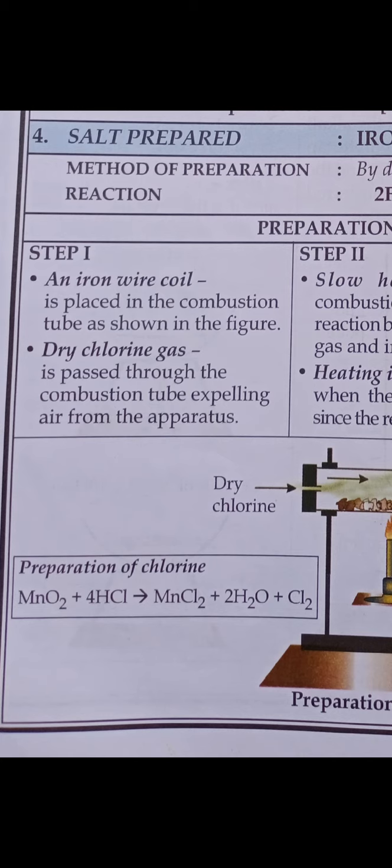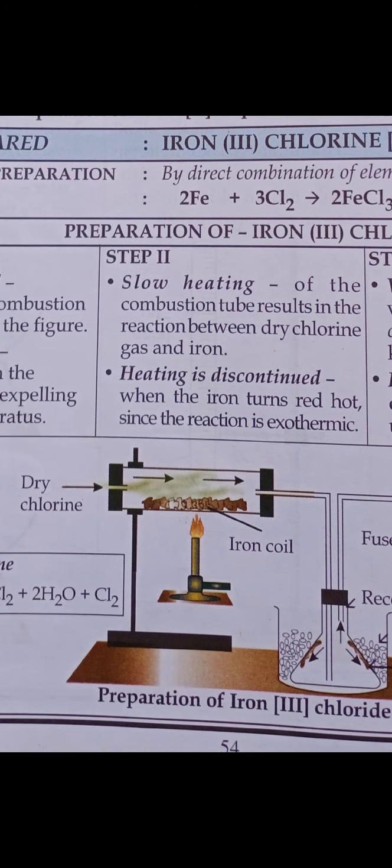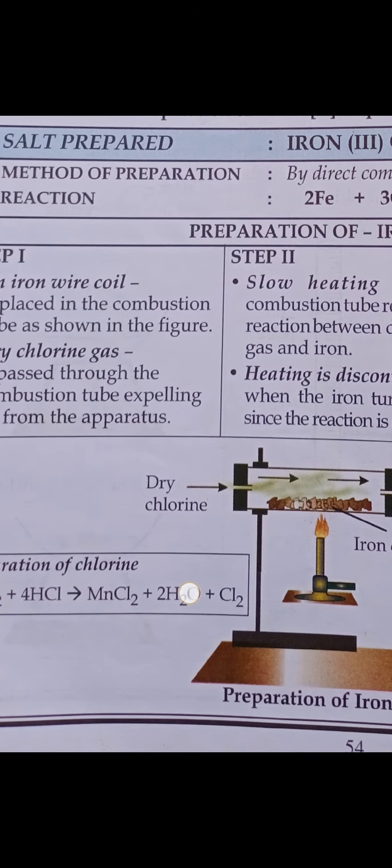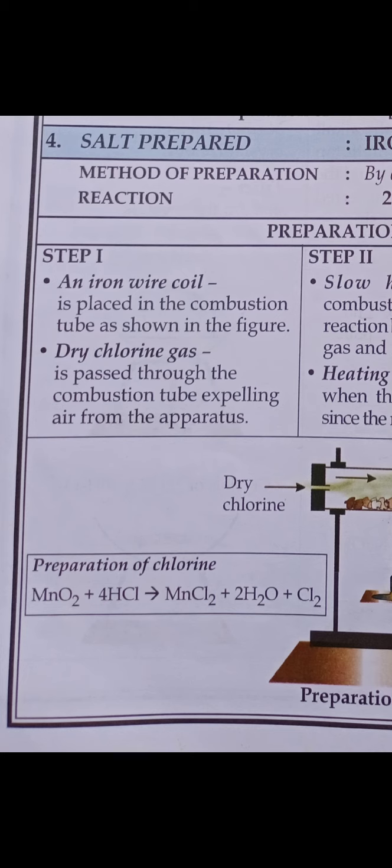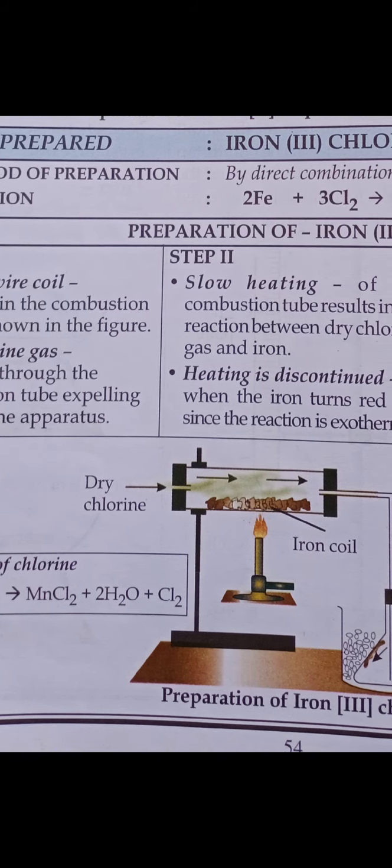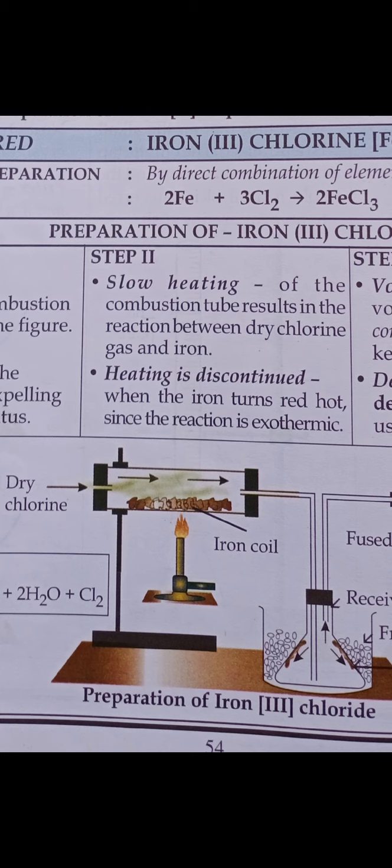In this combustion tube we are going to place the iron coil, and you can see here in step 1 an iron coil is placed in the combustion tube and dry chlorine gas is passed through it. We will expel all the air from the apparatus. There should be no air. Now chlorine will react with iron. Air should not be present, because otherwise iron will react with oxygen to form iron oxide. We don't want oxygen to be present, hence we are removing air from the apparatus. Are you getting?